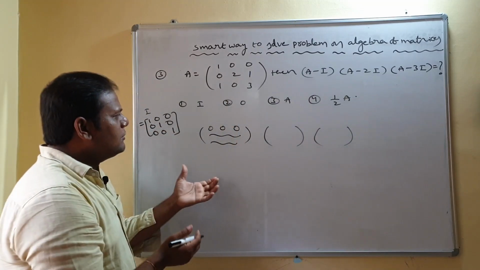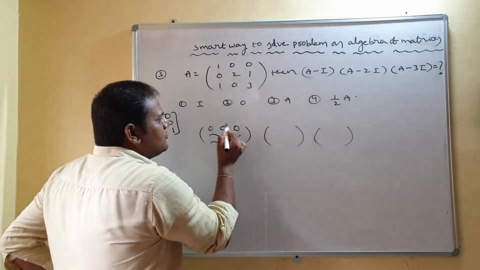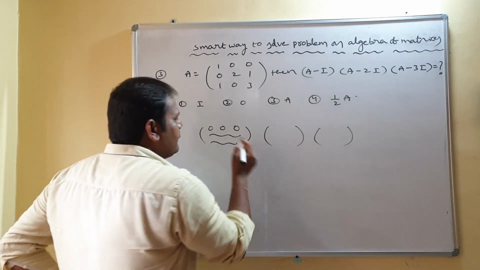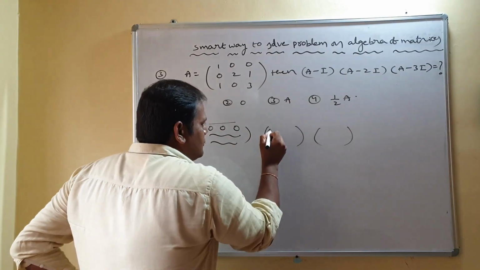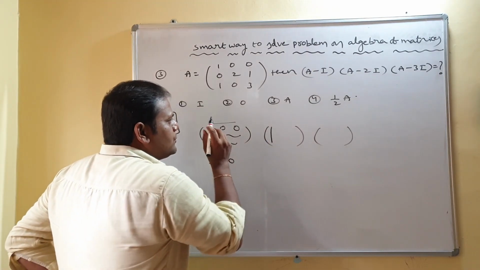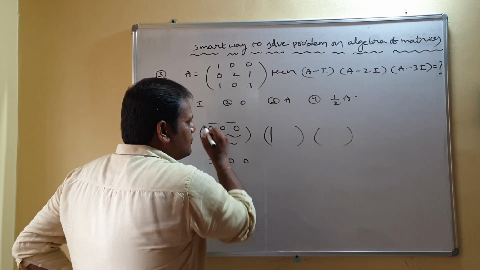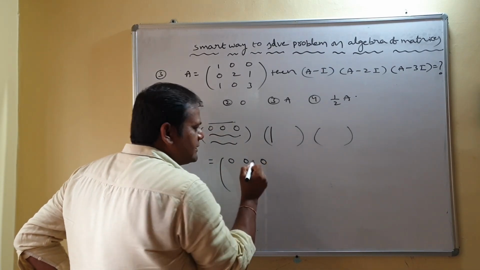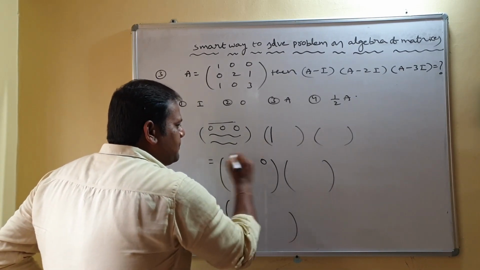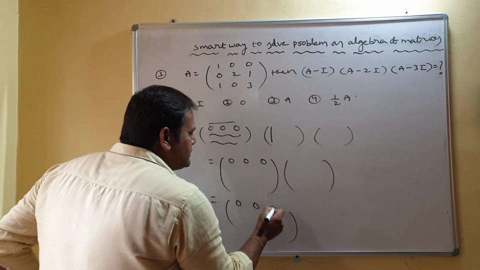See here, in the first row we have all elements zeros. So if you multiply first row with first column in this matrix, what you get? 0. If you multiply first row with second column, we get 0. First row with third column, we get 0. Finally, if you multiply first row with first column, second column and third column, what do you get? 0.